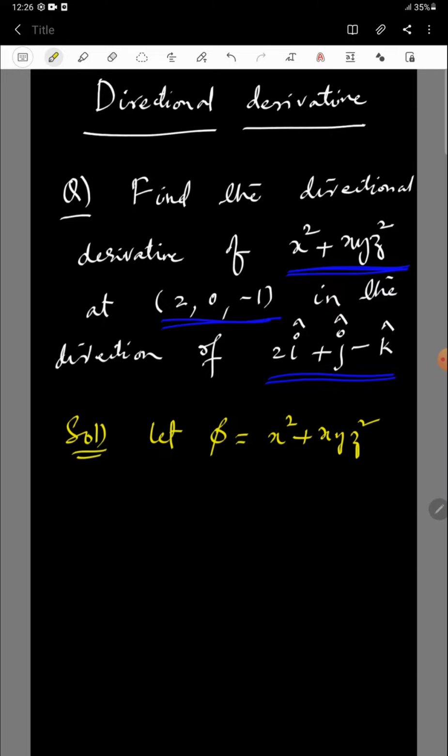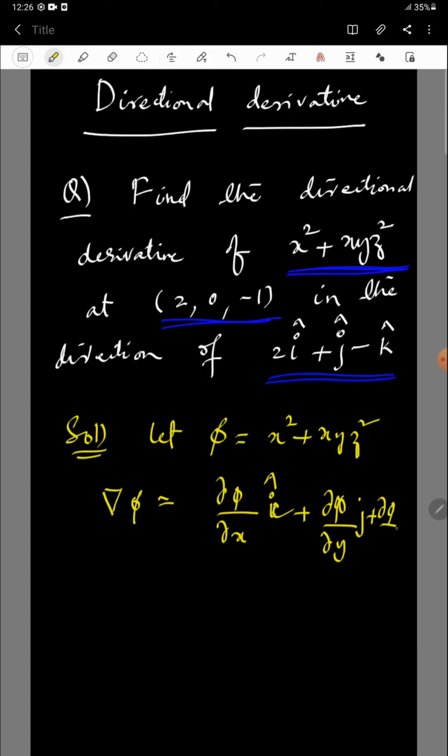Then in another video I have recorded how to calculate the gradient. So now we will calculate del phi. Del phi is nothing but derivative of phi with respect to x multiplied with i plus dou phi by dou y j plus dou phi by dou z k. So let's write it directly. The first term derivative will be 2x plus, with respect to x, yz square is constant, x derivative is 1. So this comes along with i.